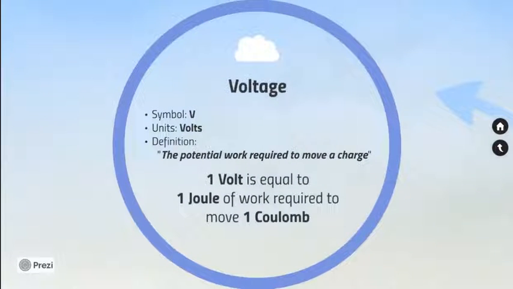Voltage, the symbol is V. The units are volts. That makes it kind of easy. The definition: the potential work required to move a charge. Sometimes we'll talk about it as a pressure. You know, there's a pressure to move a charge. 1 volt is equal to 1 joule of work required to move 1 coulomb. So you need 1 joule of work to move 1 coulomb. When you have that, you have 1 volt.